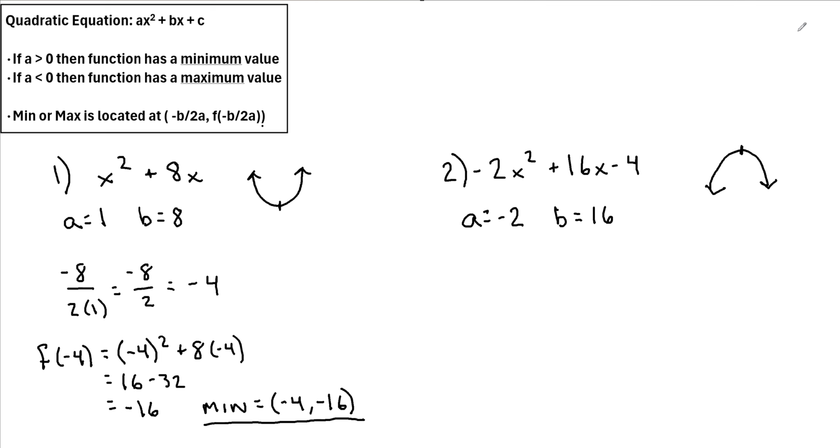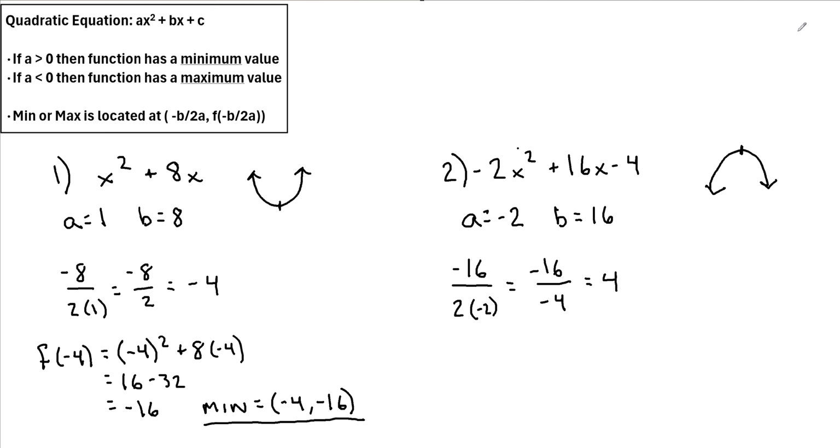So let's go ahead and find that max value. So recall, let's find x first. So that's negative b over 2a. So b is 16. So negative b is negative 16 over 2a. A is negative 2. So we get negative 16 divided by 2 times negative 2, that's negative 4. So negative 16 divided by negative 4, that's a positive 4. So that's our x value.